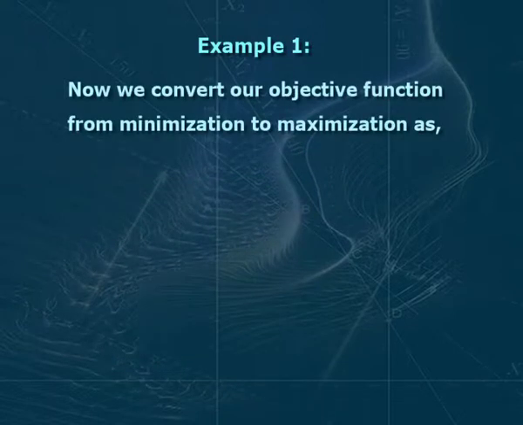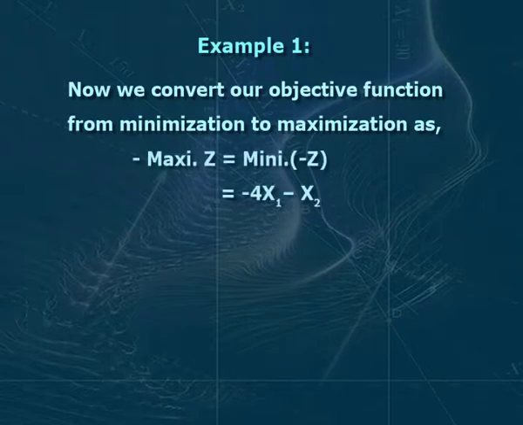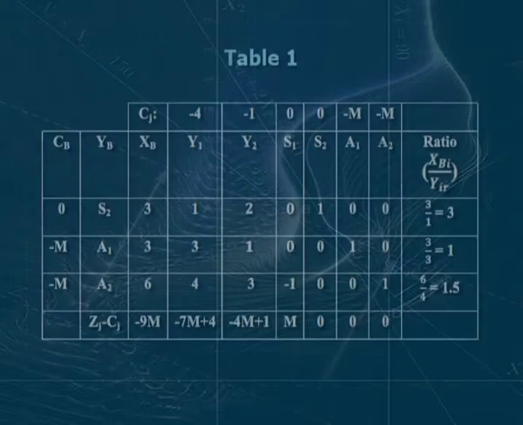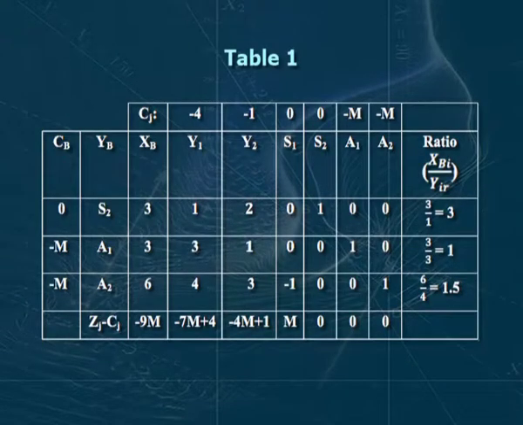Now we convert our objective function from minimization to maximization as maximum z equal to minus of minimum of minus z, which is equal to minus 4x1 minus x2. Adding slack and surplus variables with 0 cost coefficient and artificial variables with minus M cost coefficient, we write the objective function as maximum z equal to minus 4x1 minus x2 plus 0 s1 plus 0 s2 minus M a1 minus M a2. Now we prepare the first simplex table as follows.